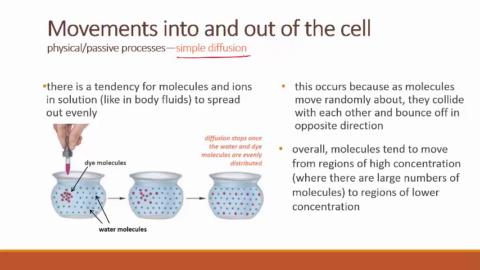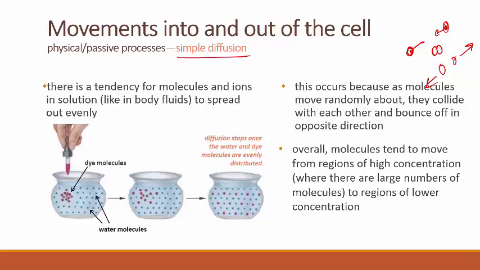So if we were to drop some dye molecules, some food coloring, into water, over time, because of the random movement, the kinetic energy that's associated with any material in solution, all the molecules are randomly moving about, and they collide, and they bounce off of each other, and they go in opposite directions. It's almost like two pool balls. So if we have a pool ball moving this way and another pool ball moving this way, when they meet and crash together, they will then move away from each other, going in opposite directions.